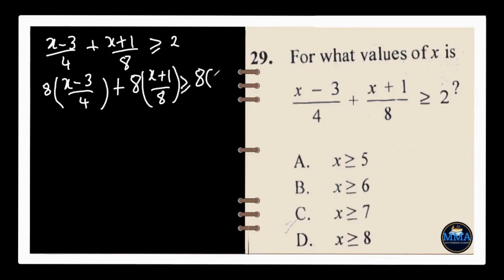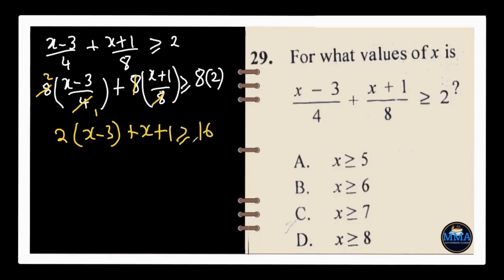Multiply this by 8. Beautiful. Now let's clear what we have here. 4 can go here 1. 4 can go in 8, 2. So we have 2 into x minus 3. Of course, we cancel 8 here. So we have plus x plus 1 greater than or equal to 16.